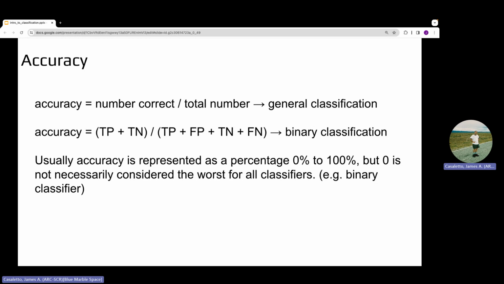There's a concept of a true and false positive and a true and false negative. A true positive is a prediction of positive when the actual value is positive. A true negative is a prediction of negative when the actual value was negative. A false positive is a prediction of positive when the actual value is negative, and a false negative is a prediction of negative when the actual value is positive.